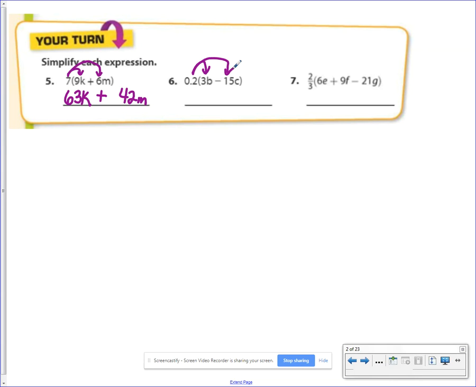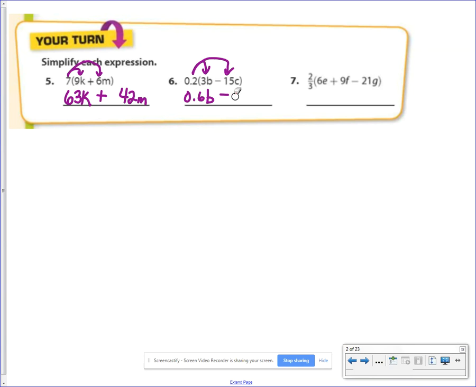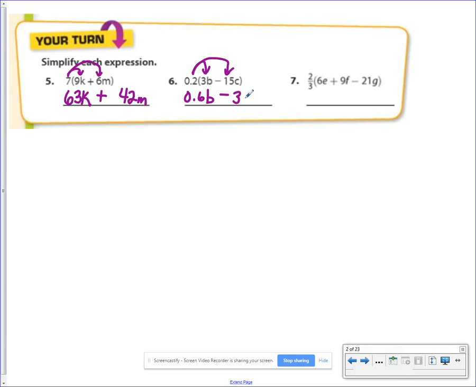Ooh, decimals. Here we go. 2/10 times 3b. Multiply the numbers together, 2/10 and 3. That gives me 6/10 times b. And then think of this as negative 15. 2/10 times negative 15 is negative 3. I got to erase that here. This is what happens when you try to do too much in your head. Negative 3 or 3.0. Different variables, cannot combine them together.